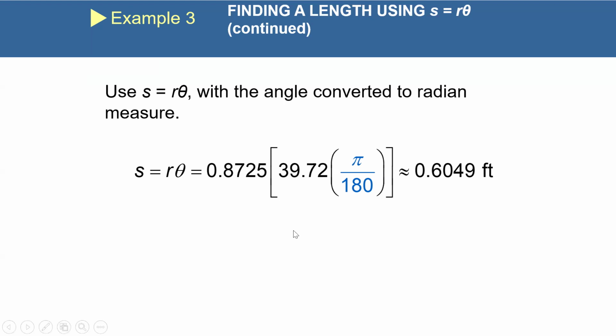How do we feel? Our theta for arc length is good to go. Anyone like, oh no, I can't do that? If you're using a basic calculator, you multiply everything first and then divide by 180. So you would do 0.8725 times 39.72 times pi, and then divide by 180. If you're using a basic calculator, like on your phone.